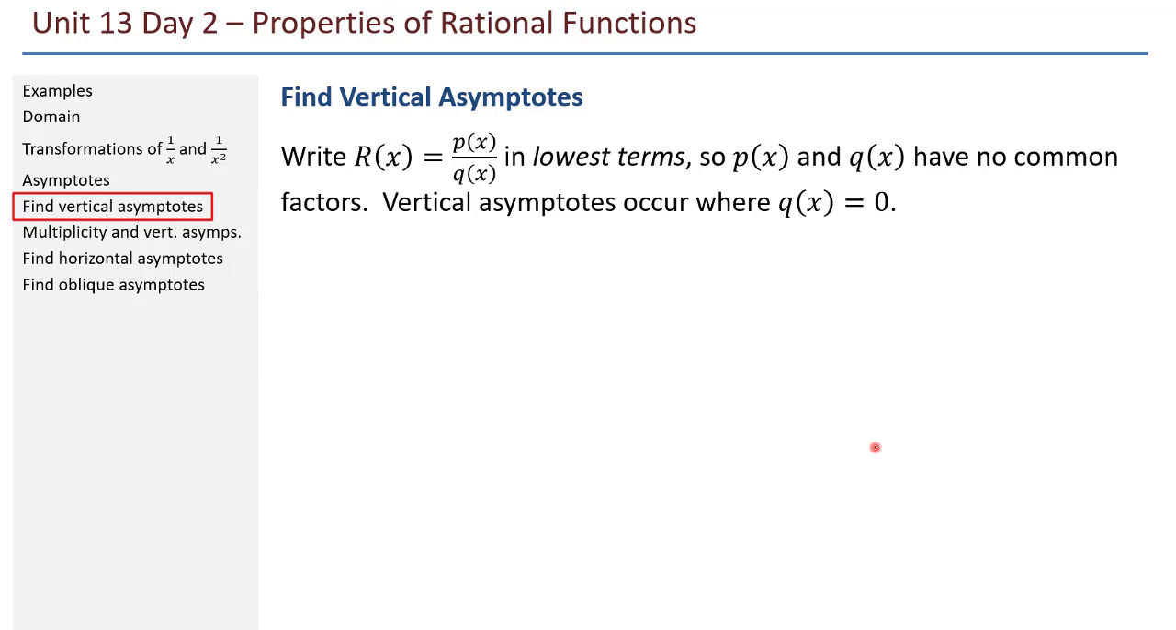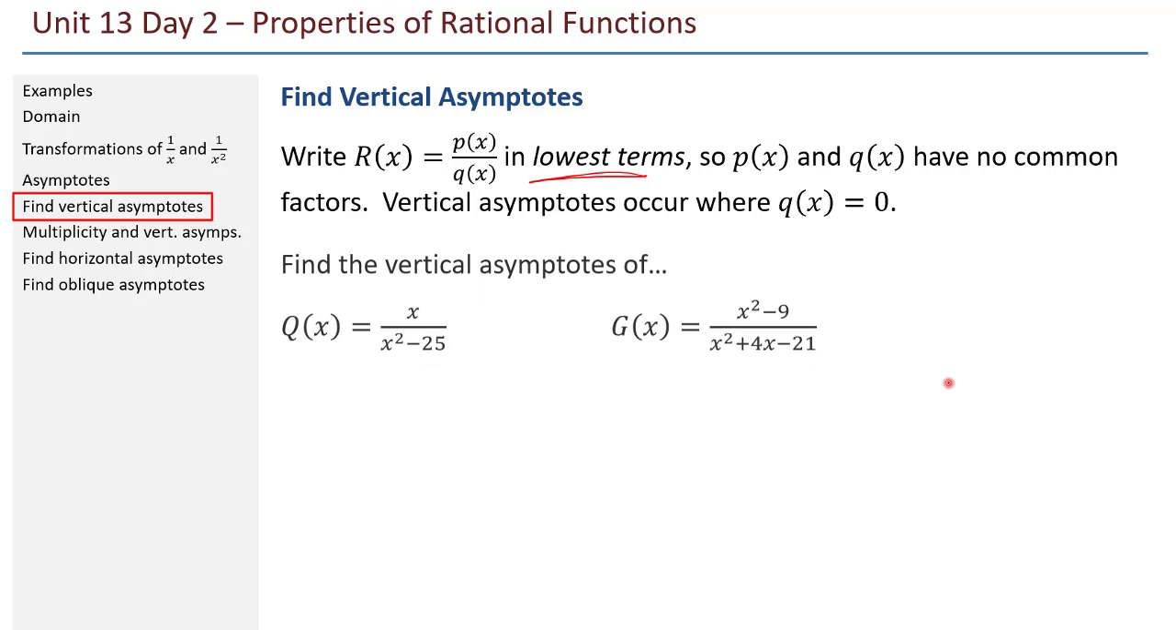So finding vertical asymptotes. Take our rational function r of x, and we're going to write this p of x over q of x in lowest terms, so that p of x and q of x have no common factors. Then the vertical asymptotes occur where the denominator is 0, kind of like the calculation we did when we were figuring out domain. The numbers that aren't in the domain, that's where the vertical asymptote occurs. But again, this is after reducing, so putting things into lowest terms. Let's see how this works.